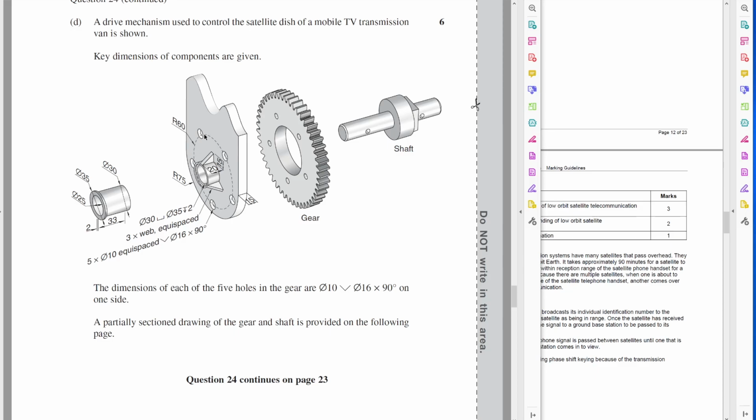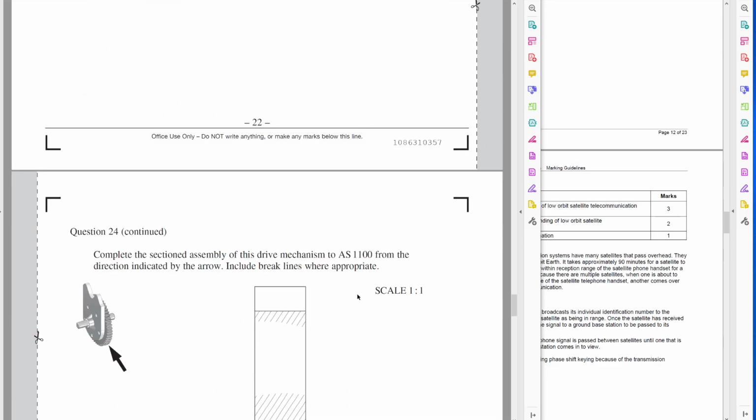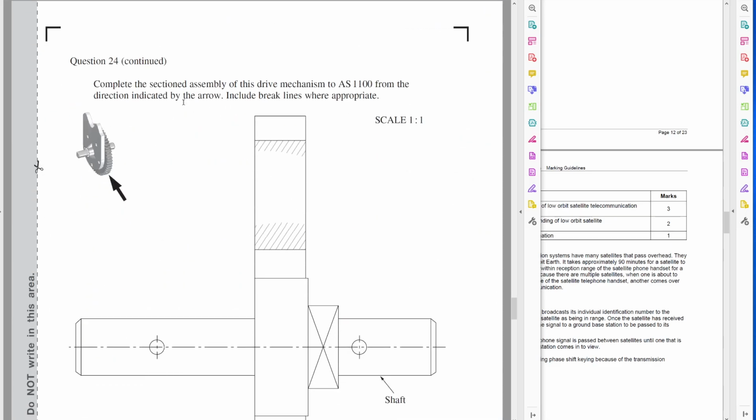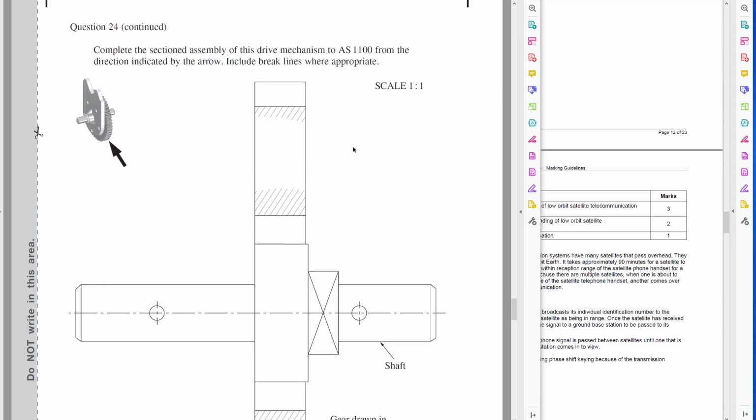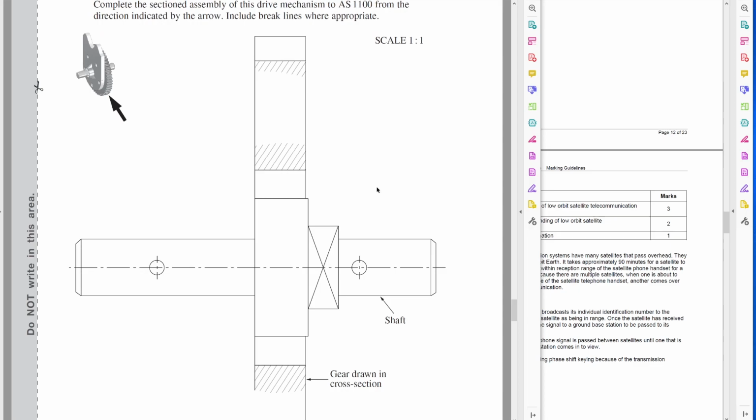PCD stands for pitch circle diameter. And what it means is that when we section things, they're going to say a partially sectioned drawing of the gear has been provided on the following page. Okay. And then it says, complete the section assembly. So they want us to do a full section. Include break lines where appropriate.